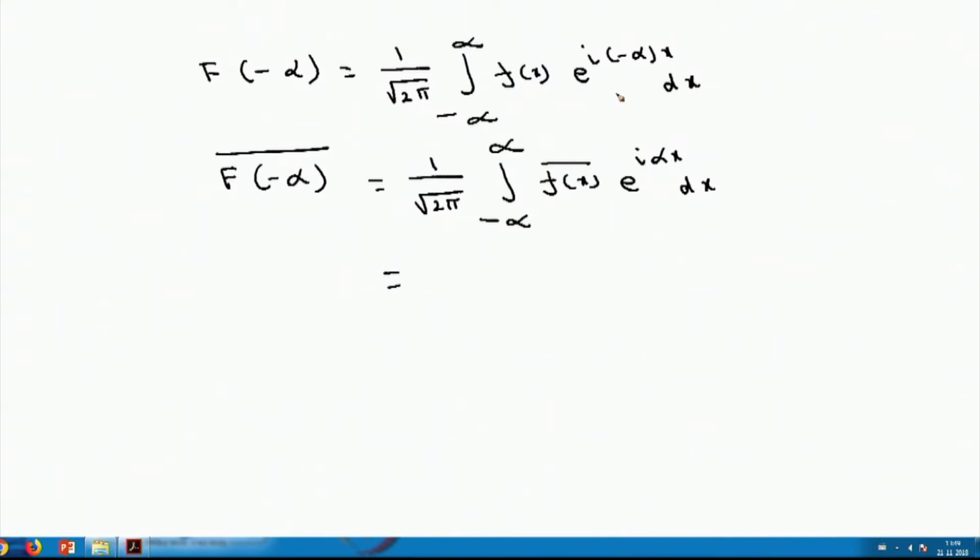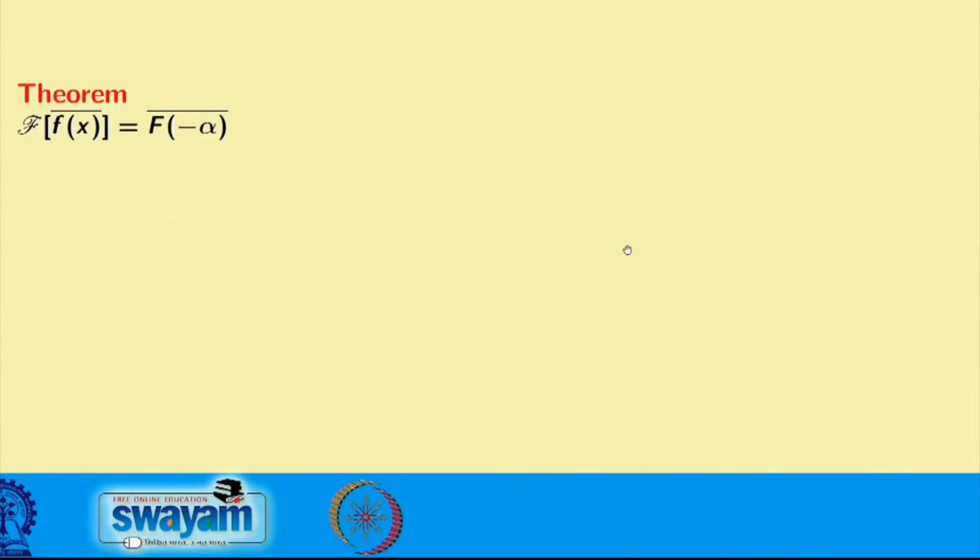And since bar is coming, e power minus i alpha x will be transformed to e power plus i alpha x, and this is nothing but Fourier transform of f x bar. This is Fourier transform of f x bar. So this completes the proof that Fourier transform of f x bar is equal to f of minus alpha bar.